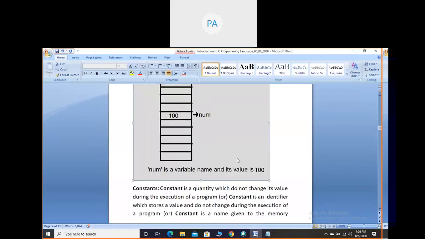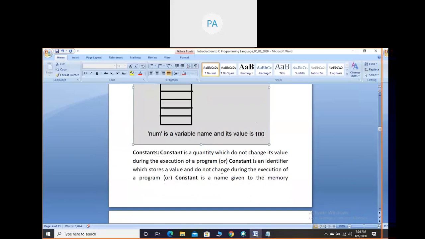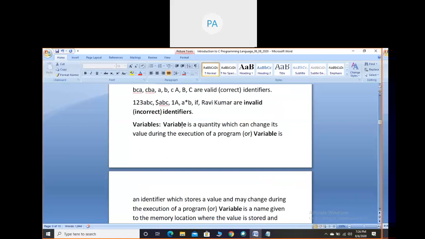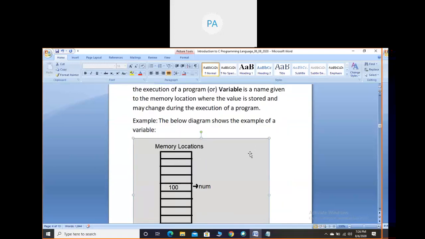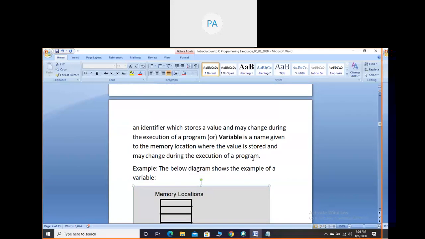Whenever you consider the constant definition or variable definition, if you want to answer generally, then you can go for the first definition, that is variable is a quantity which can change its value during the execution of a program. And constant is a quantity which does not change its value. But if you want to answer with respect to programming language, you go for the third definition. Because when you analyze or trace a program, if you remember the third definition, you can understand the program correctly.